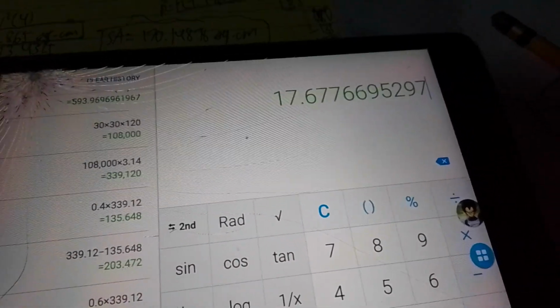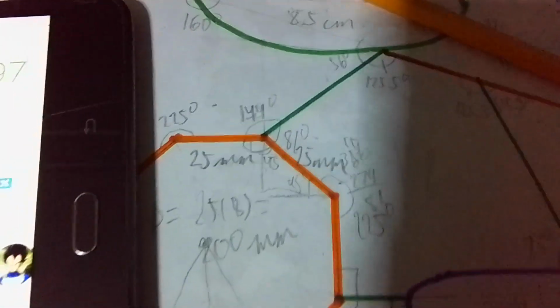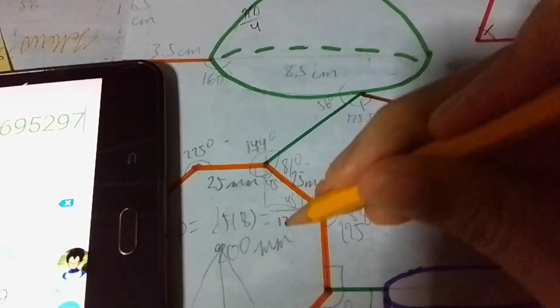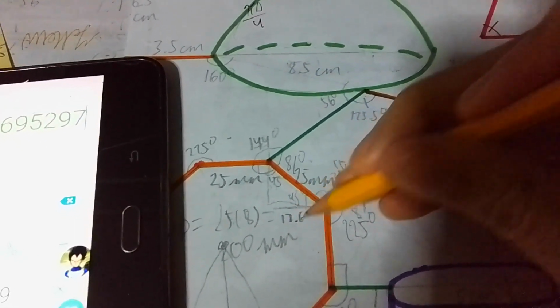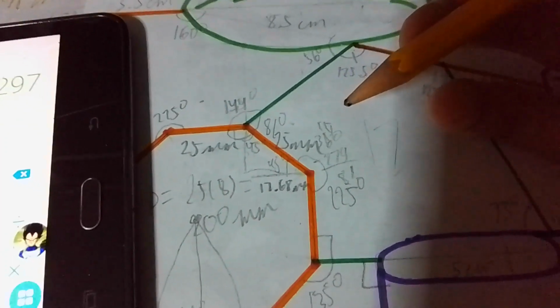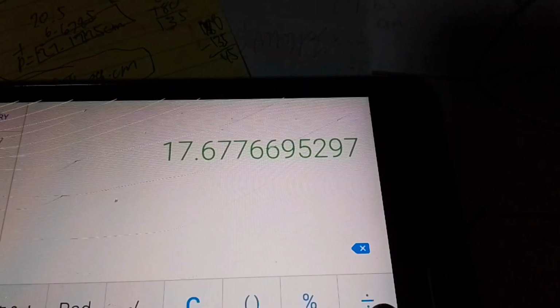of the triangle that you see here. That should be 17.67 millimeters. Or 6.868 in short, if you want to use the irrational, pwede pa rin yun.